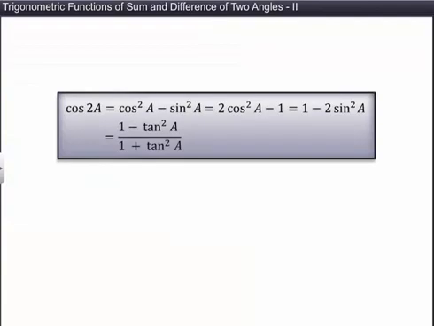First, let us prove that cos 2A is equal to cos square A minus sine square A, which is equal to 2 cos square A minus 1, which is equal to 1 minus 2 sine square A, which again is equal to 1 minus tan square A upon 1 plus tan square A.